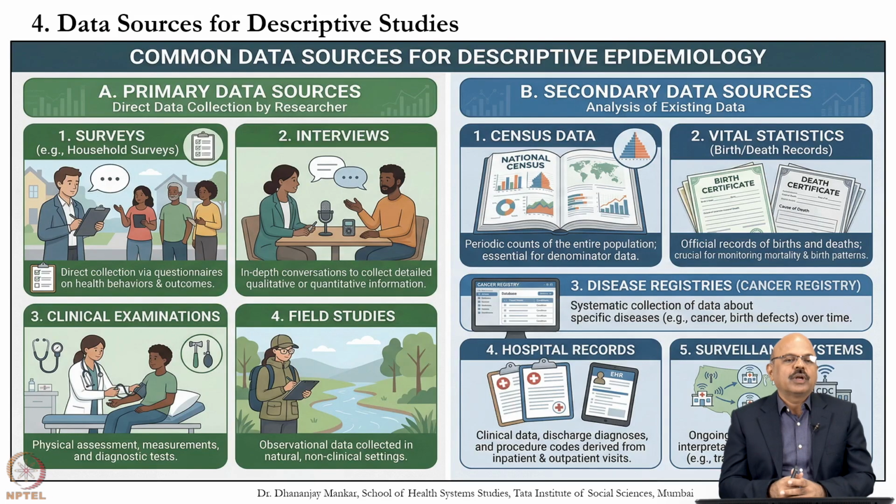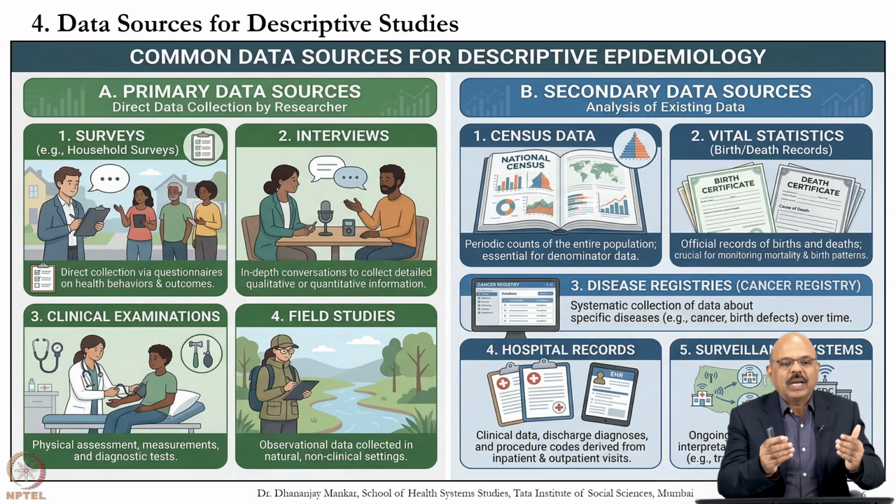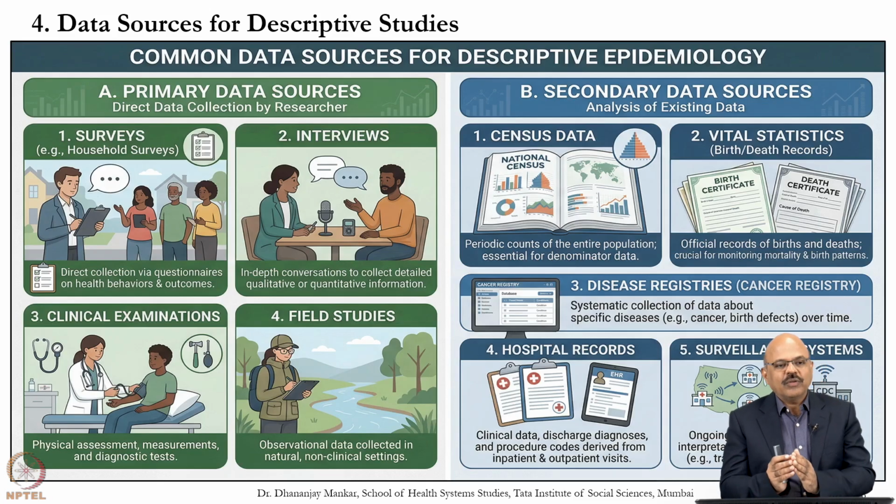For the data sources for the descriptive studies, there are 4 types in sub, and majorly 2 are the primary sources. Primary data sources, secondary data sources. Survey is a very important primary data source, where in a household survey you directly go and collect, with paper and pencil or a self-administered questionnaire, health behaviors and their outcomes. Household surveys are a very popular way of conducting descriptive studies.